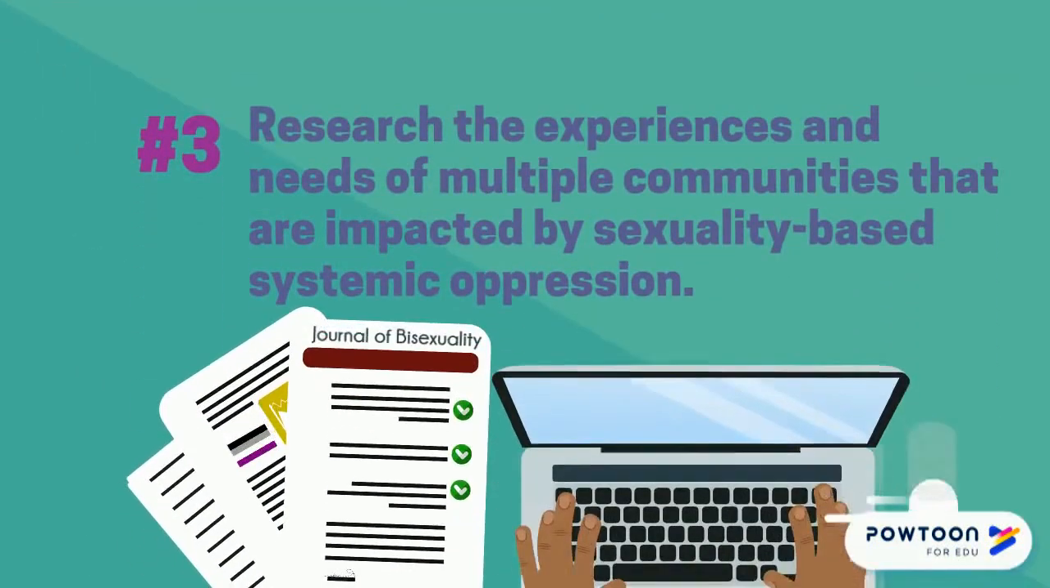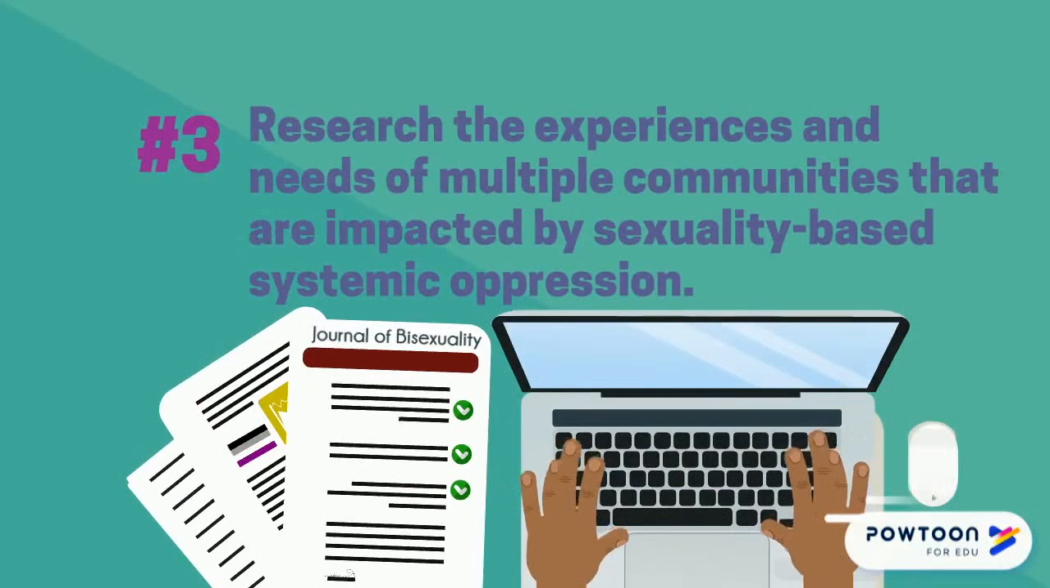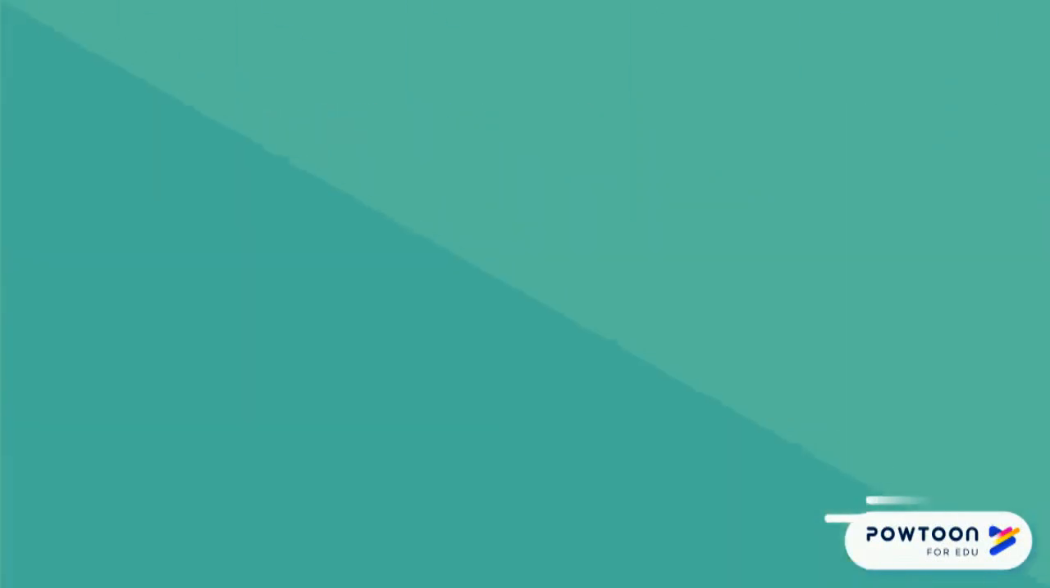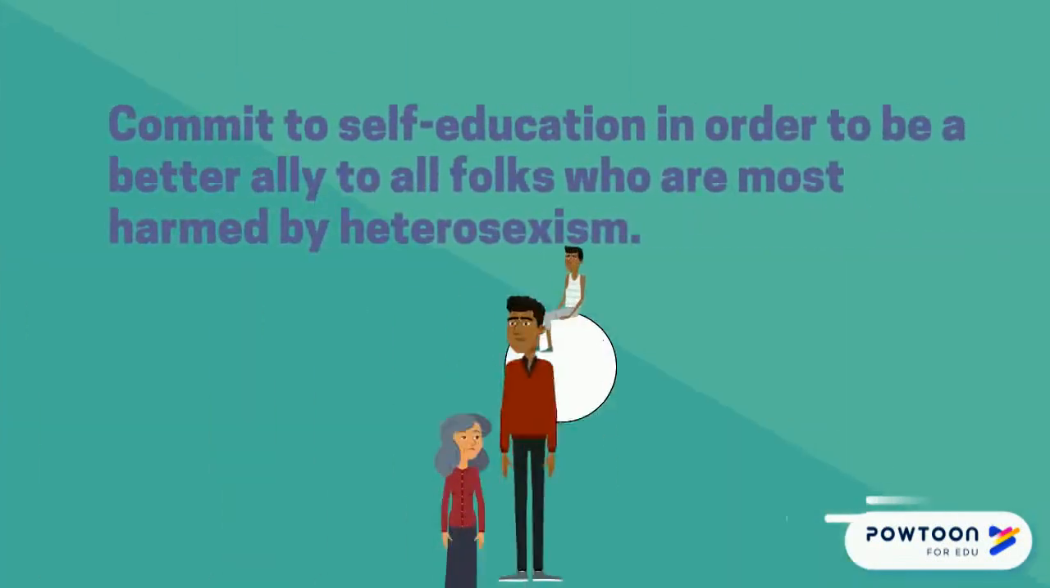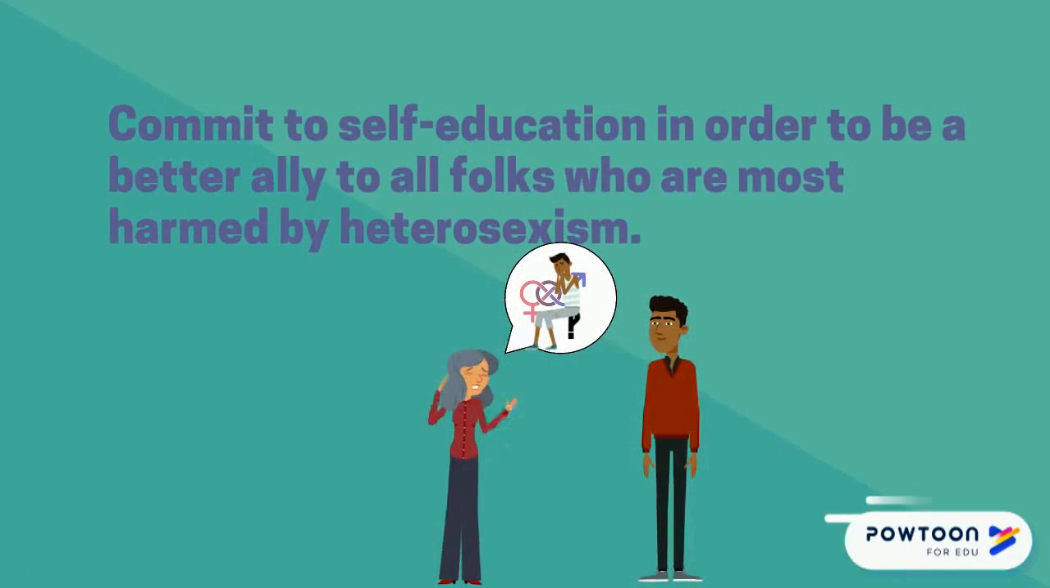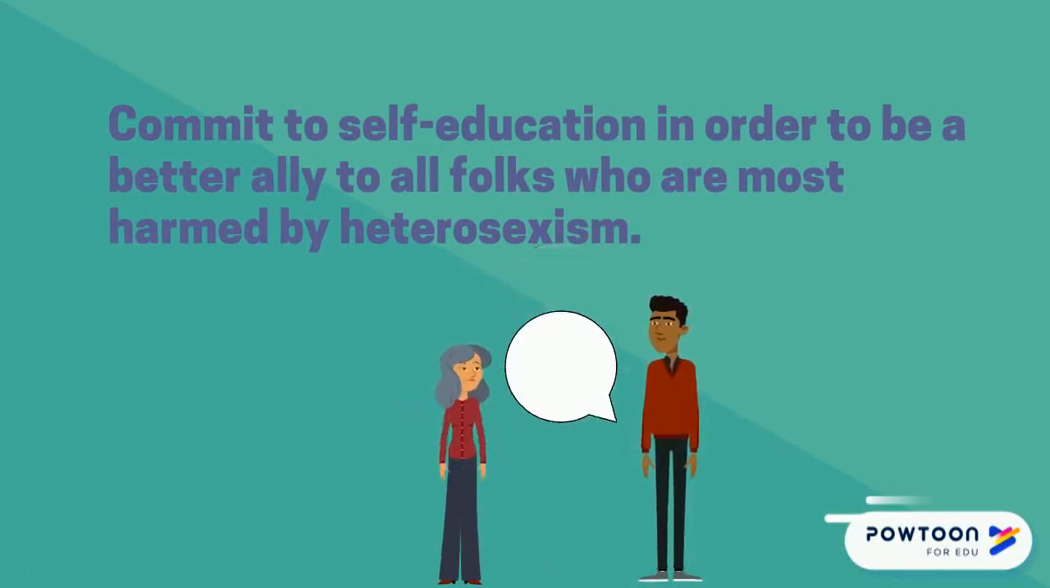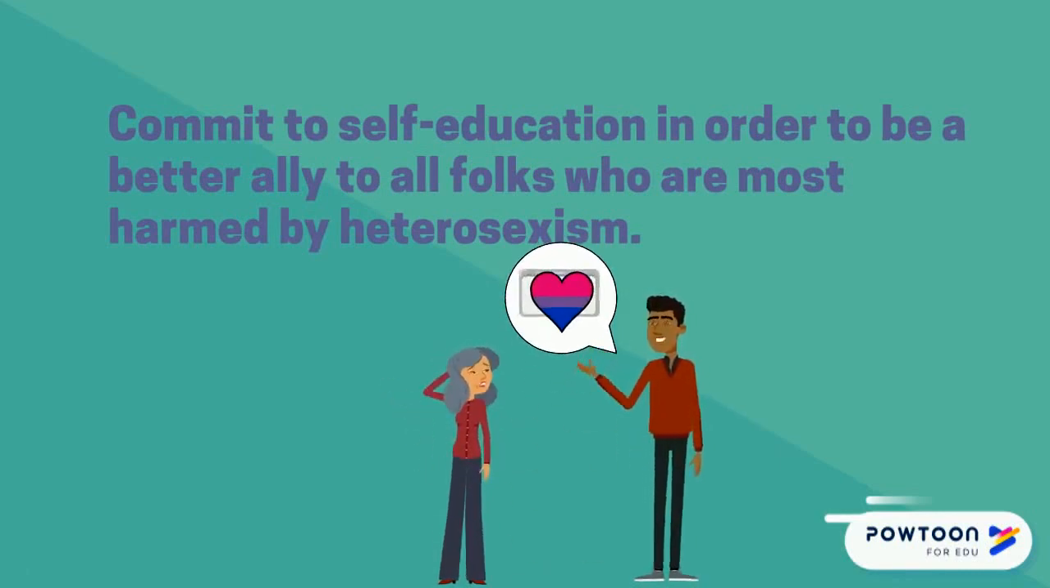Strategy number 3. Research the experiences and needs of multiple communities that are impacted by sexuality-based systemic oppression. Commit to self-education in order to be a better ally to all folks who are most harmed by heterosexism.